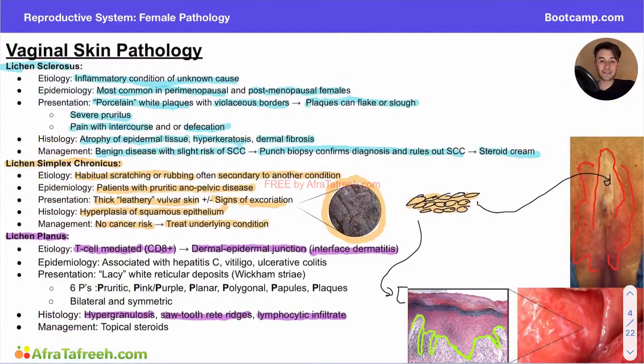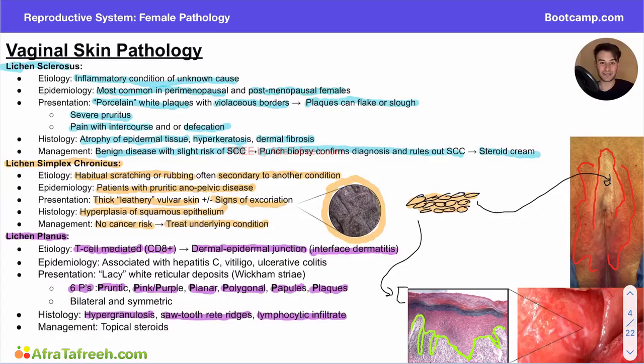Now, in terms of the presentation, this is classically not going to present as someone with a vaginal complaint. This is going to be a person who's complaining of bilateral lesions that are described using a mnemonic called the 6 Ps. The 6 Ps apply to disease that's usually going to be on the extremities, so we're thinking of the legs and the arms, and these are going to be pruritic lesions, so super, super itchy. They're going to be pink and purple. They're going to be planar, polygonal, and described as papules or plaques. So these are all hot words for describing lichen planus, and these we would expect on the extremities.